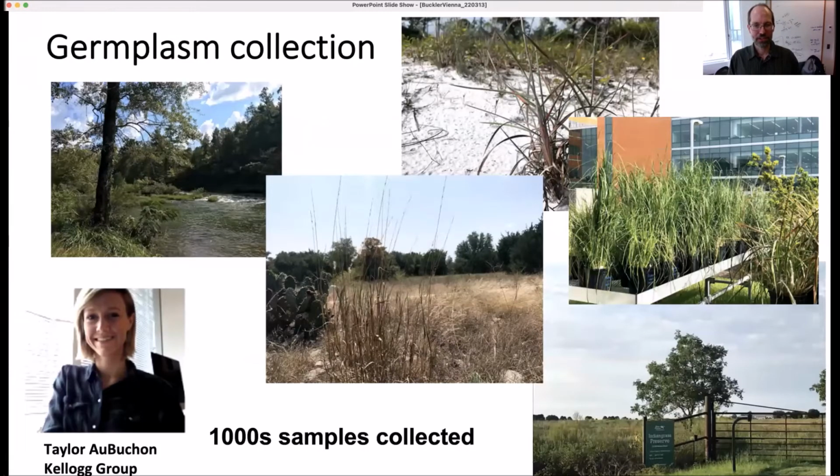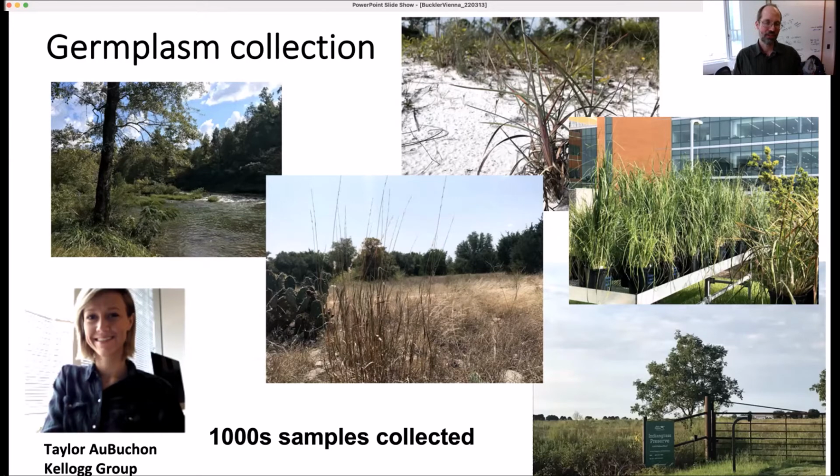And so this project got started really with Toby Kellogg's group, but Taylor AuBuchon went around in the middle of COVID collecting samples from all over the country, and went to Australia, and then in the last few months has been able to get to various herbaria to collect additional samples. And that really was at the heart of our ability to sample an entire clade's worth of species.